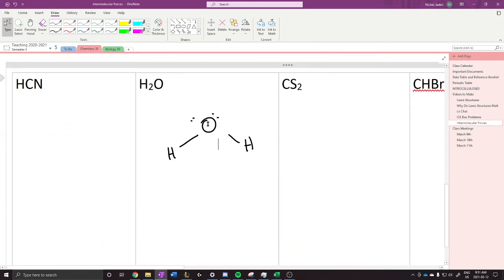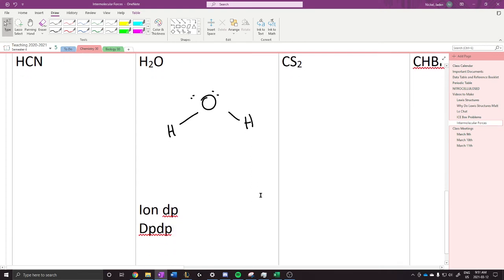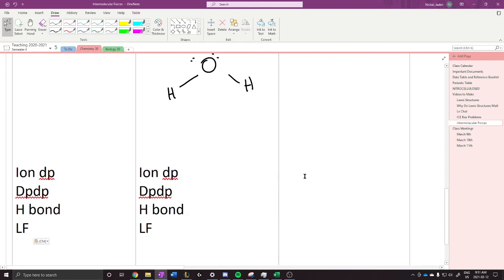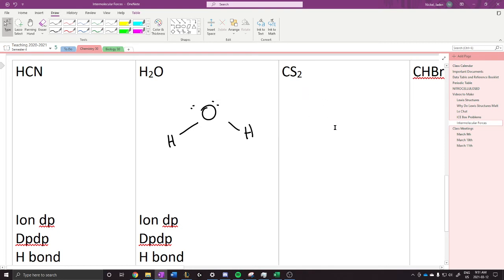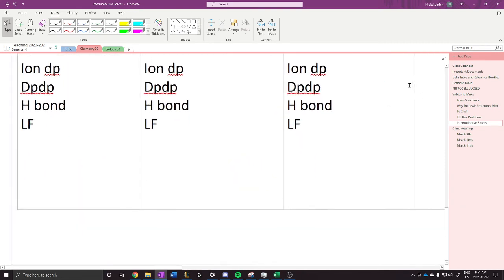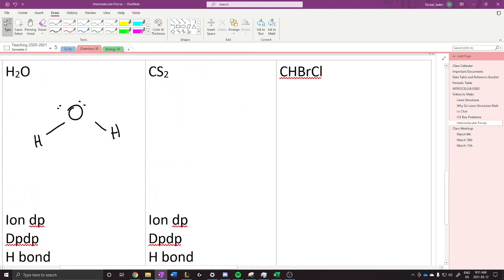If the question just says that we have H2O, let's write out all four of the forces here: ion dipole, dipole-dipole, H bond, and London forces. Those are the shorthands of each of those phrases. So let's go down here.